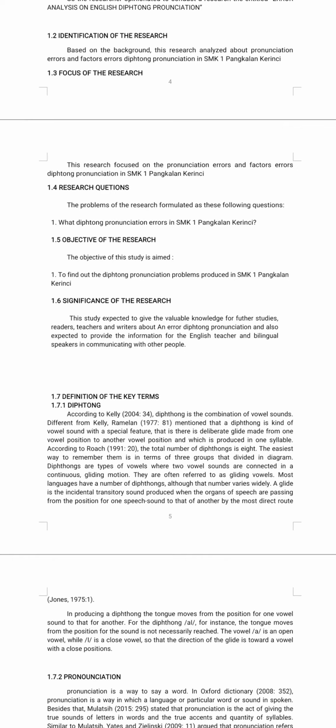1.6 Significance of the research. The study expects to give valuable knowledge for further studies, readers, teachers, and writers about errors in diphthong pronunciation, and also expects to provide information for English teachers and bilingual speakers in communicating with other people.